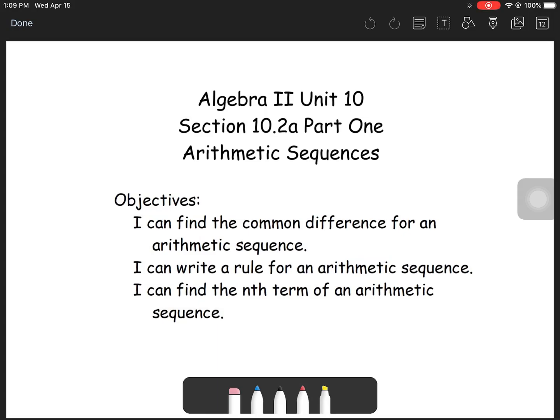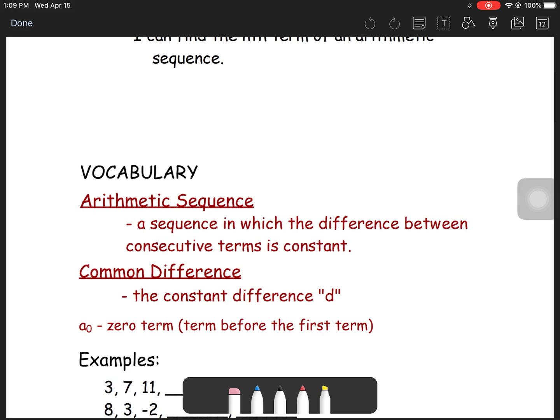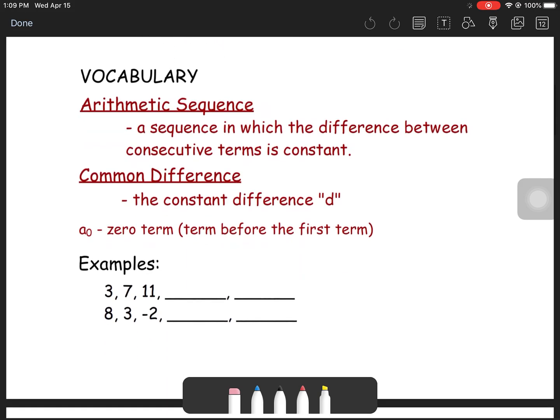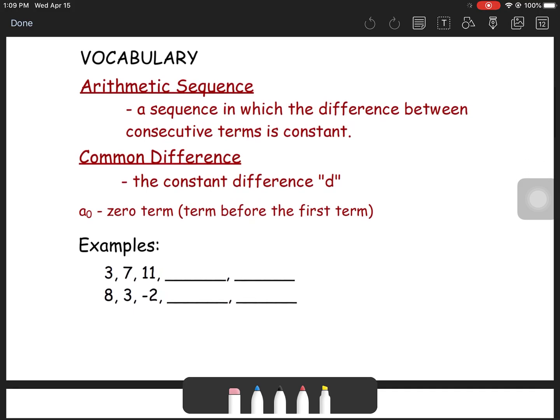In this lesson, we're going to work on arithmetic sequences. So now we want to find what is the difference between an arithmetic sequence and a geometric sequence. So an arithmetic sequence is also a sequence of numbers, but this time it has a common difference. So getting from one number to another, either we're adding or subtracting. So let's start with these examples.